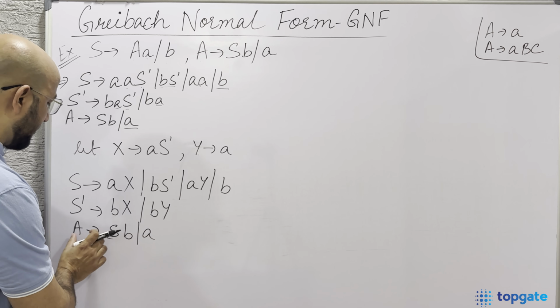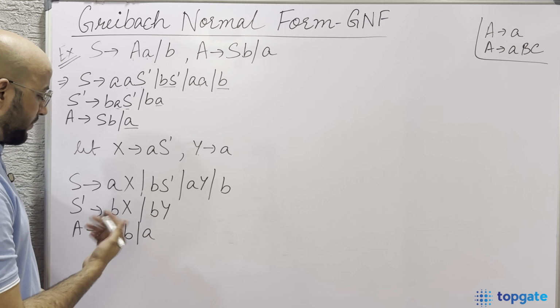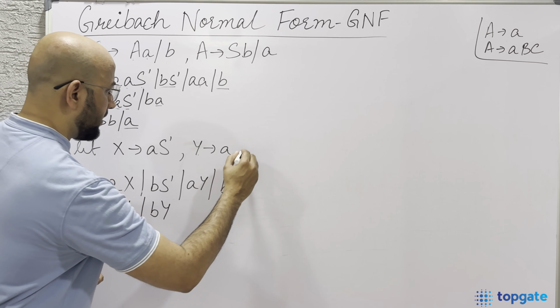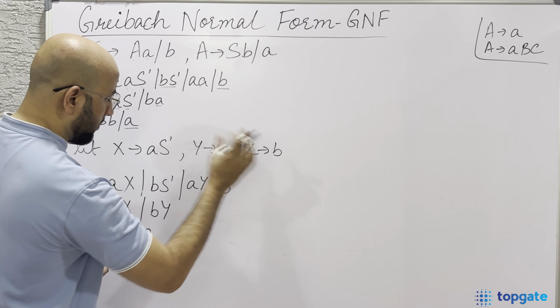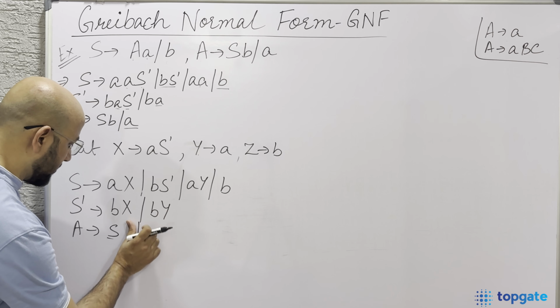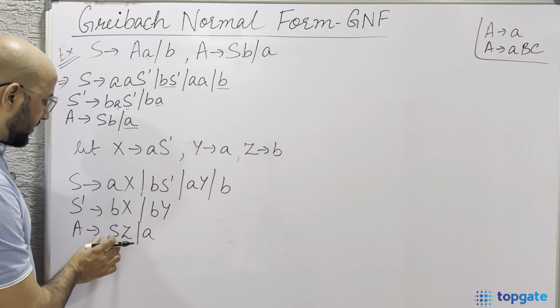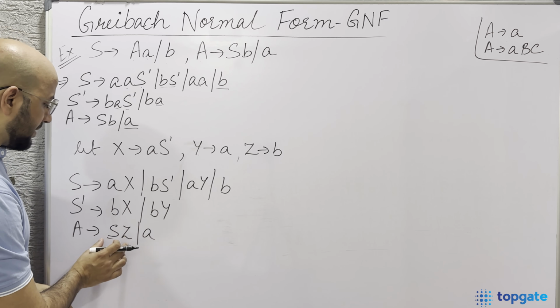If you can see, we have A tends to Sb. So if I replace this b with some variable, let's say we take Z as b, so I'll just write Z tends to b. So this is again in GNF form. Okay, so if I put this value here, what will I get? I'll just replace this b with Z. Clear? Now I have got this A tends to SZ and a. Now everything is already in GNF except this one.